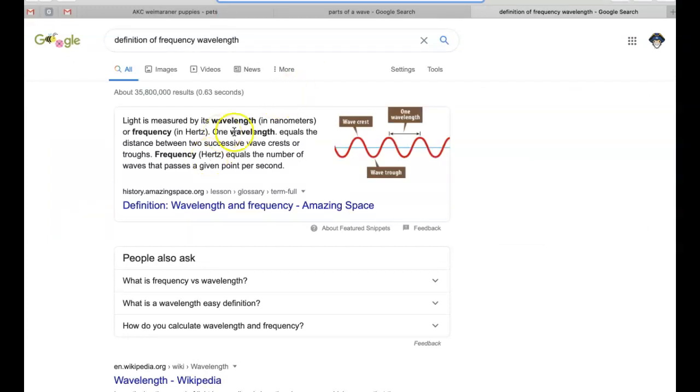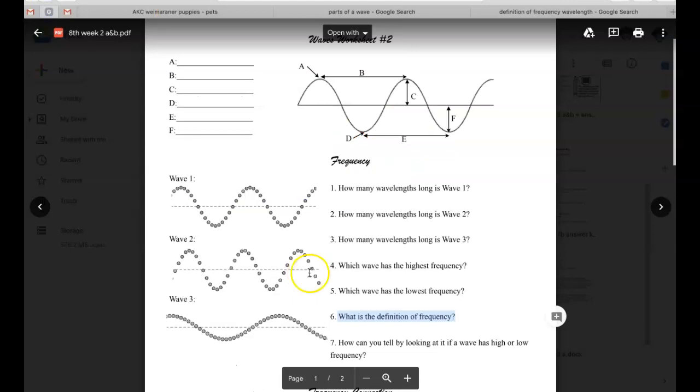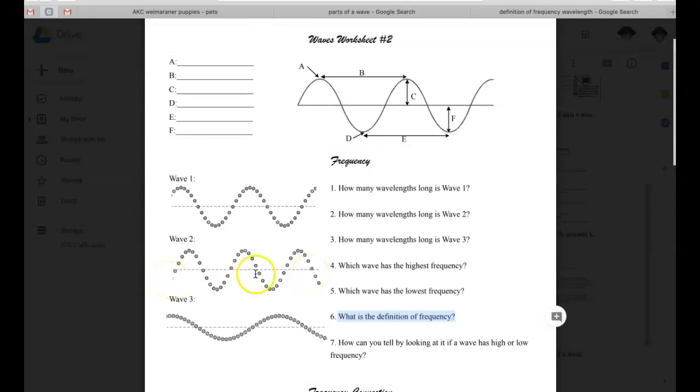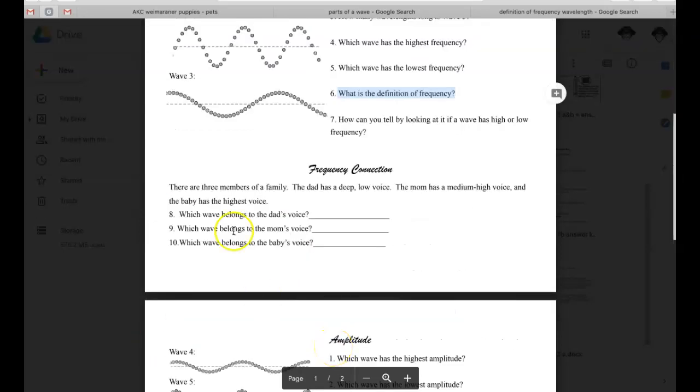Wavelength equals the distance between two waves, and frequency is the number of waves that pass a point per second. So your point will be the sea level, right? So every time, boom, boom, boom, that counts. The highest frequency would be the one that passes the most. This one will have the lowest. And so low frequency voices sound deeper.